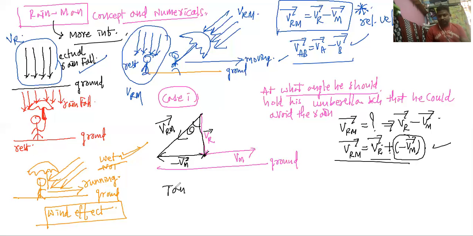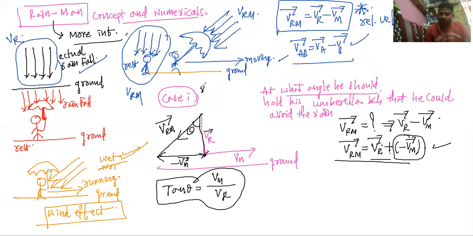So what is that angle? Tan theta is equal to the opposite side, the magnitude. The negative sign indicates the direction. Magnitude is Vm by Vr. Tan theta is equal to Vm by Vr. This is the case if the rain is actually falling vertically downwards, my dear students. If not, definitely the case will be different.